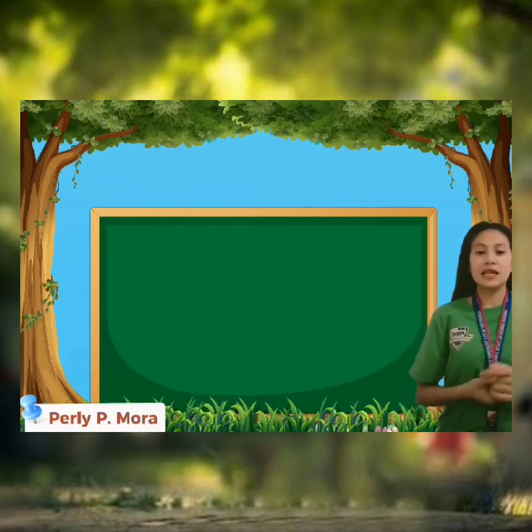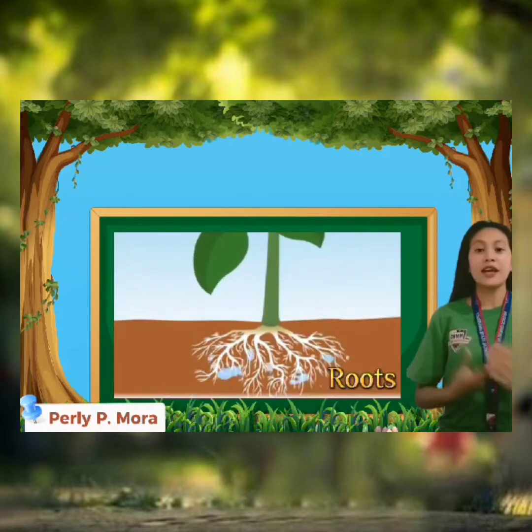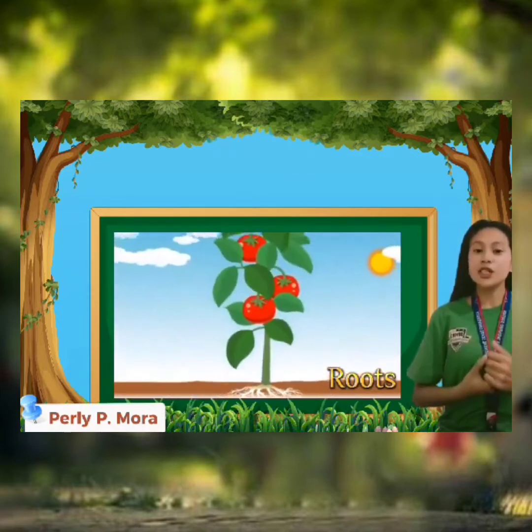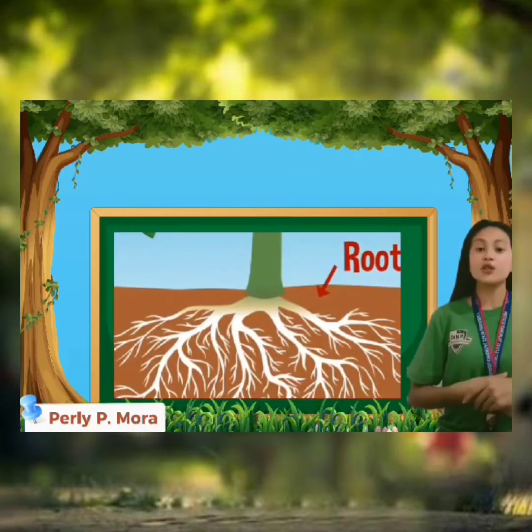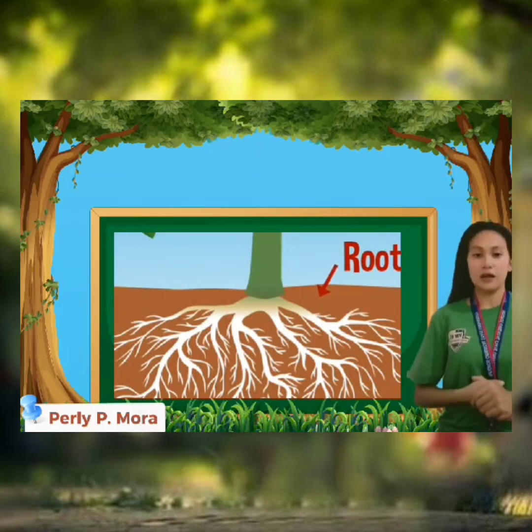And the last but not the least is the function of root. Water and minerals are taken up by roots, which then transfer them to stems, along with storing food. This serves as a plant support and anchor.